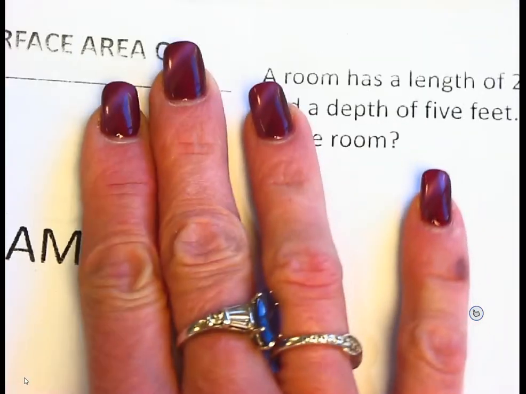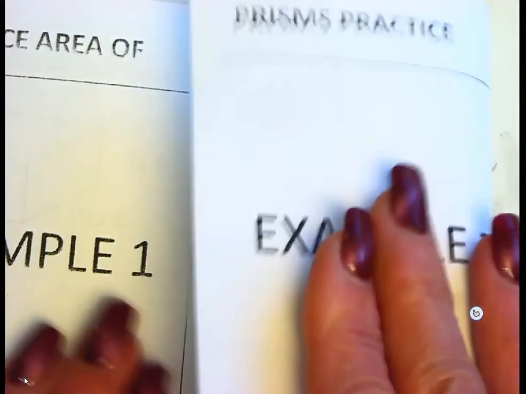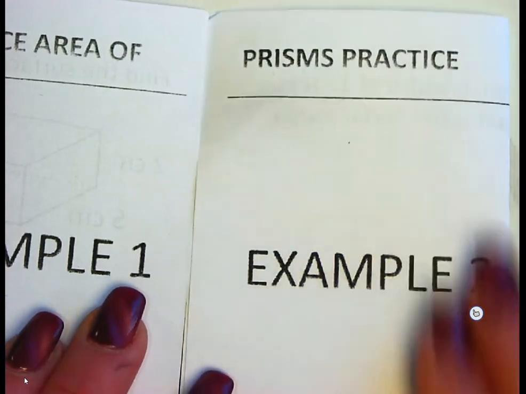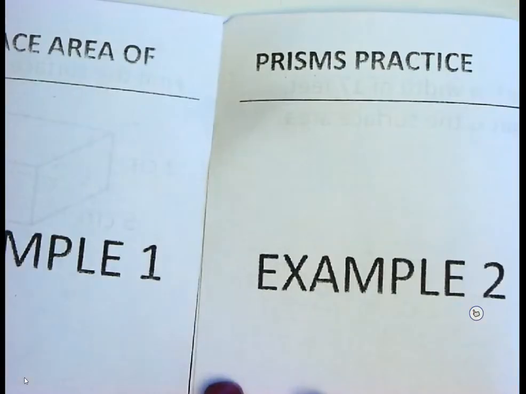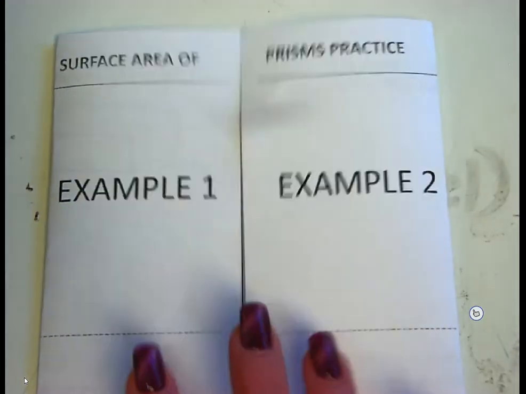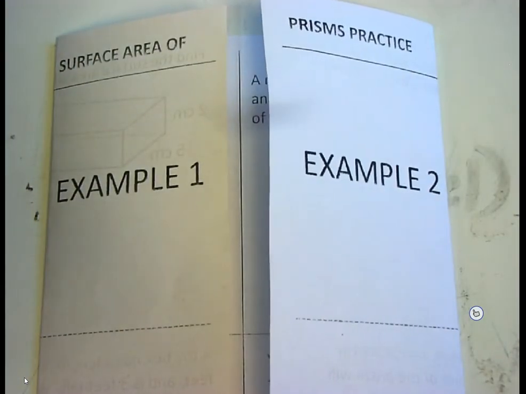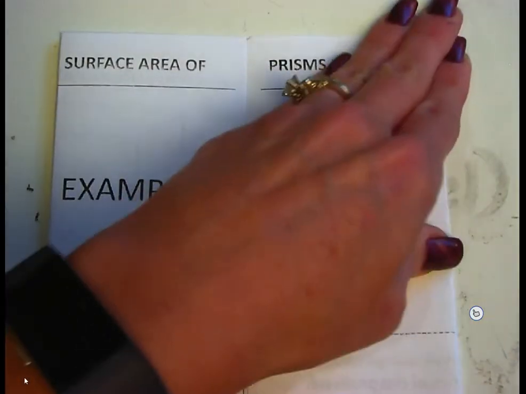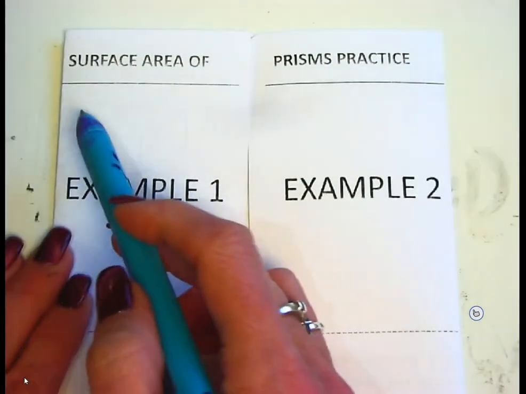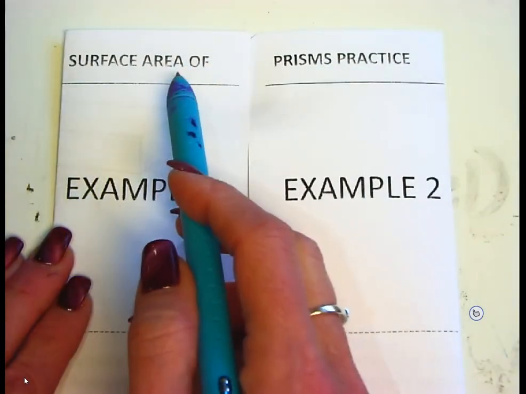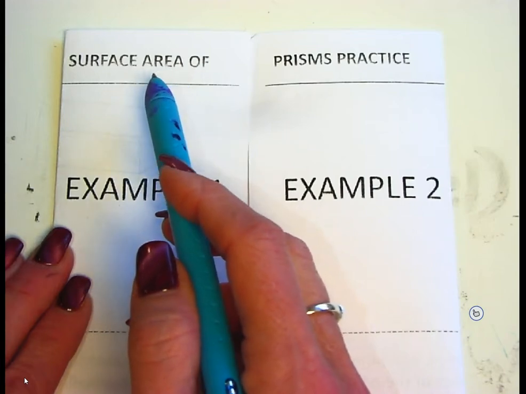So we have a foldable you should have received in class. It will also be put on my Edmodo page if you need to download it and print it out at home. So this is what your foldable should look like. And we're just going to look at a couple of different examples, and we're going to come up with the formula. And we are going to write some information about surface area here, just like we did with volume.